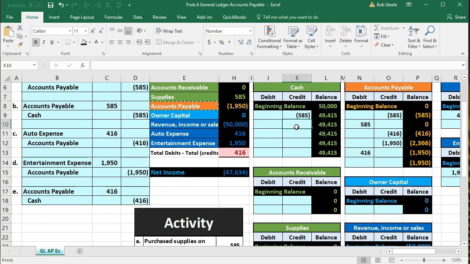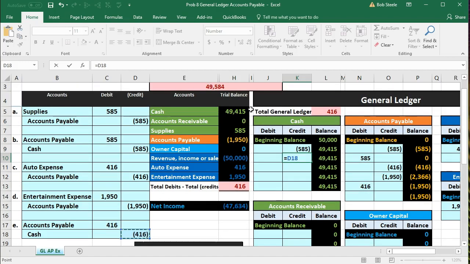So we are here in K10. K10 equals, pointing to that 416. That will bring this balance down. It will bring that same balance over to the cash here, and it will put us back in balance there. So there we have that. Note that this is a completed problem.